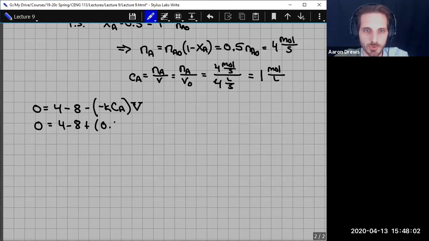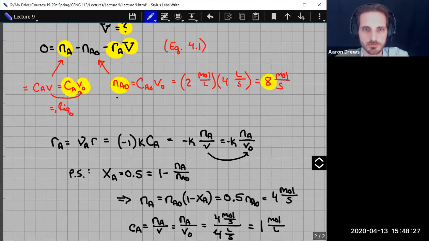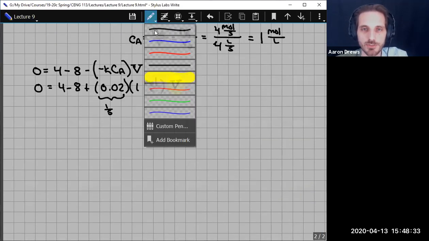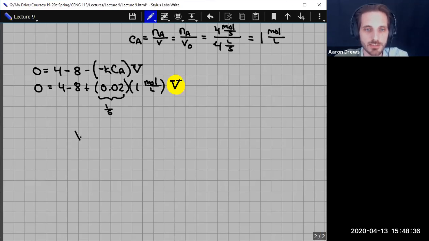Our rate constant was 0.02. Our concentration of A was 1 mole per liter. The units of K, by the way, are 1 per second, or inverse seconds. All of that times V. And so now we are left with one equation and one unknown, a single V. Was it 0.2? I thought it was 0.02. Yeah, it's 0.02. Thank you, though. We don't just randomly change units, so thank you for checking on it. If I did the math correctly, and I do not always do it, we can rearrange and find out that V is equal to 100 liters.